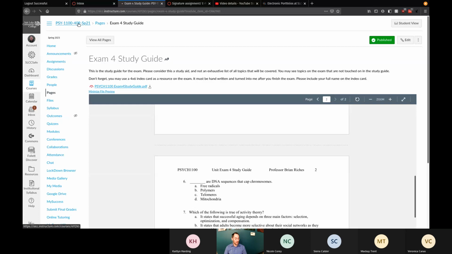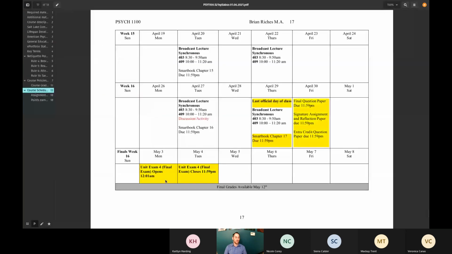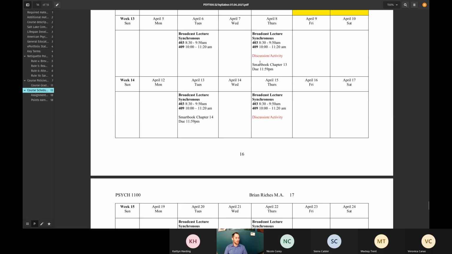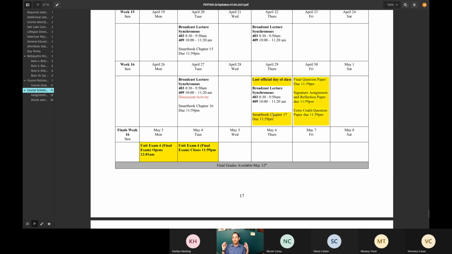So the study guide, or exam 4, is semi-cumulative. There's about 100 or 120 questions. I can't remember offhand. So a little longer than other exams, but about 60 to 70% of it is from Unit 4. Unit 4 is chapters 13, 14, 15, 16, 17. So the majority of the exam is on our most recent chapters, and then about 30 or 40% of the questions come from Units 1, 2, and 3.